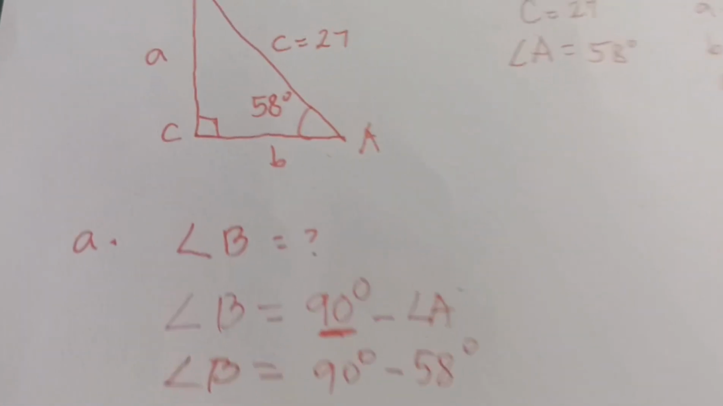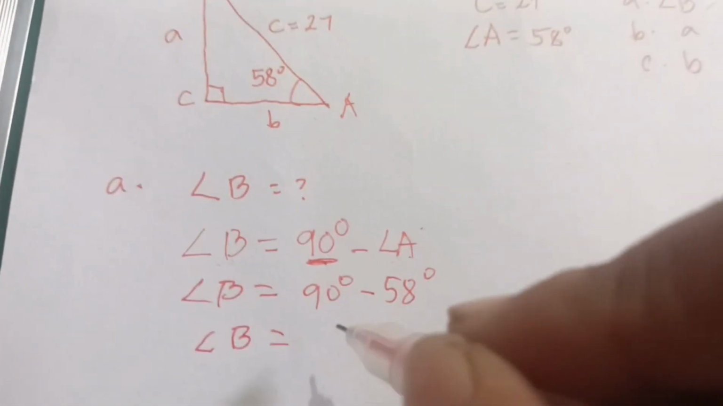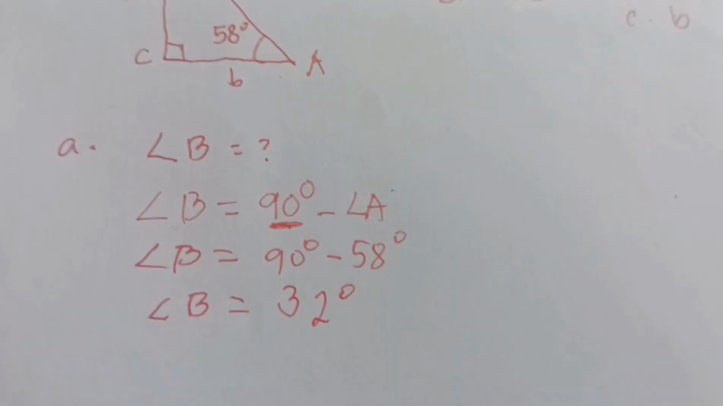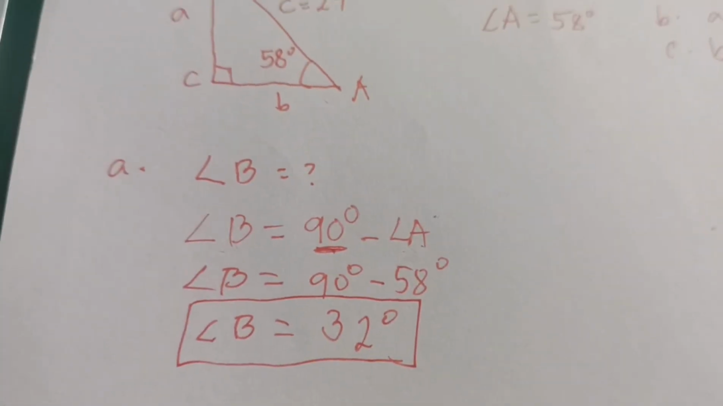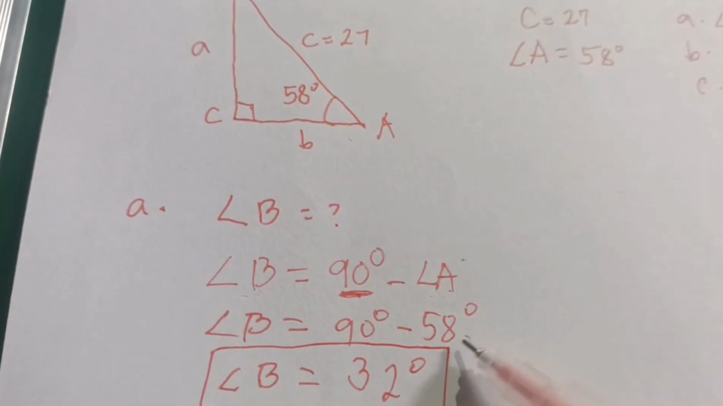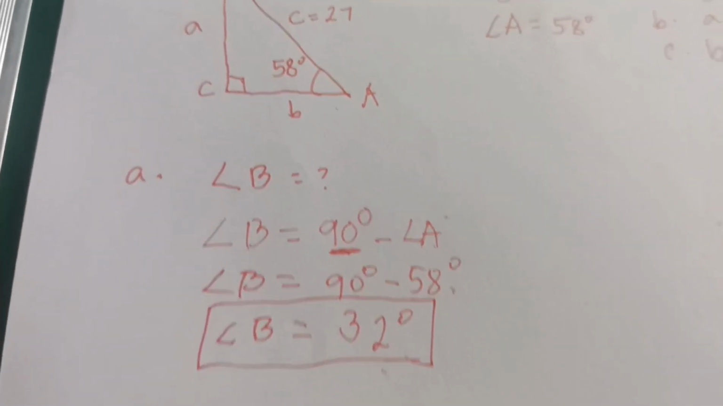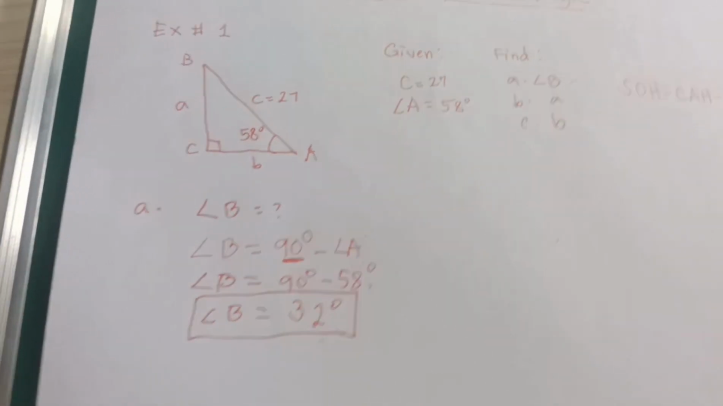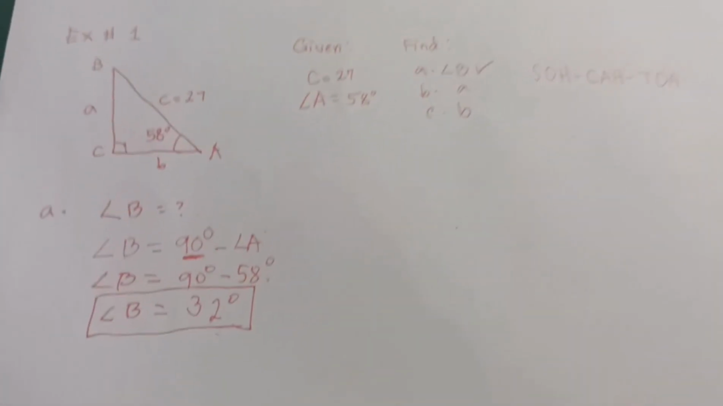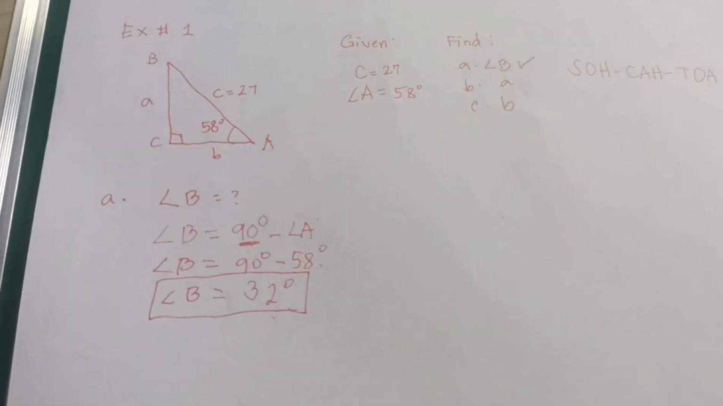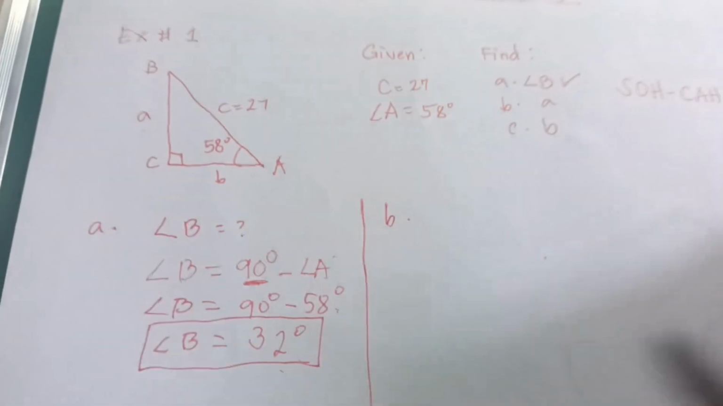90 minus 58, what is the answer? Okay, very good. That is 32 degrees. And that is the measure of our angle B. So 32 plus 58, that is 90 degrees. So angle is so easy to solve or to find. We're not going to use SOHCAHTOA. Just subtract from 90.